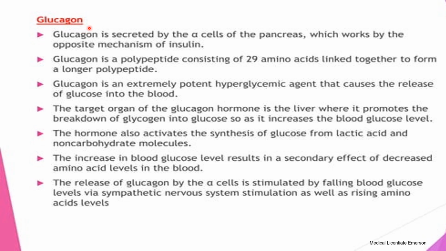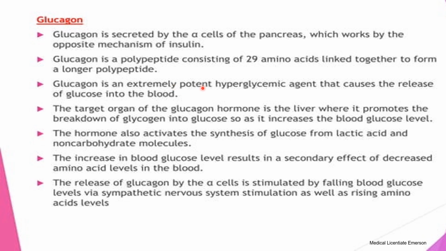Then the other hormone is glucagon. So glucagon is secreted by the alpha cells of the pancreas, which works by the opposite mechanism of insulin. So glucagon is a polypeptide consisting of 29 amino acids linked together to form a longer polypeptide.